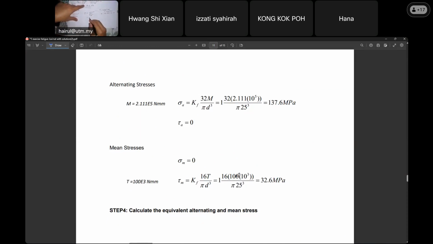So your torsional stress is, you can see in your solution you have KF, right? Your KF, all the values are 1 because we have no stress concentration. 1 is no stress concentration, times 1. Later we will discuss the other question where we have a shoulder, but this one is 1. Okay, so for torsional stress you put in this value. So you got torsional stress of 32.6 megapascal.